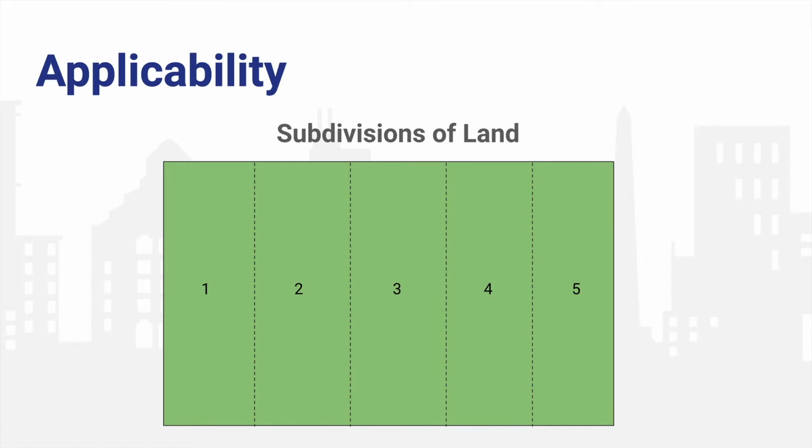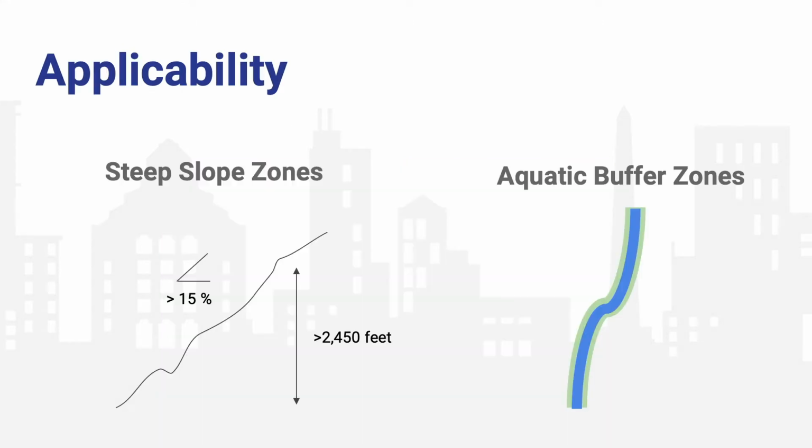When that action is taken, an area will need to be designated for tree protection. It's also applicable to steep slope zones and aquatic buffer zones and on a permit removal basis. That is something that's already been required, but we've formalized through this ordinance.